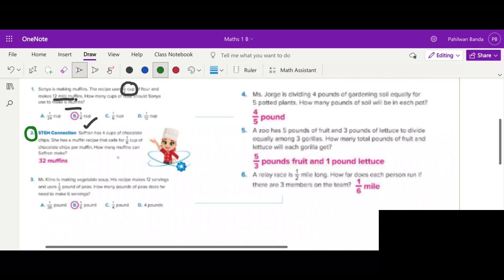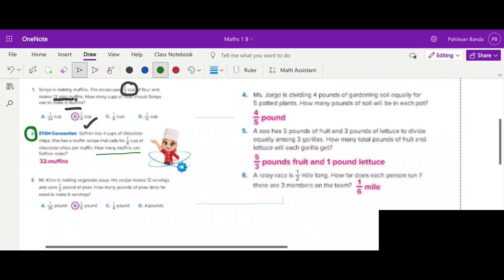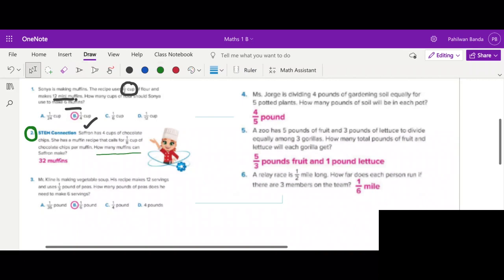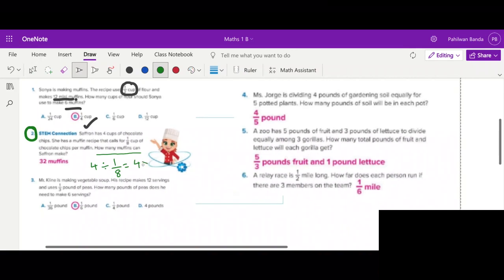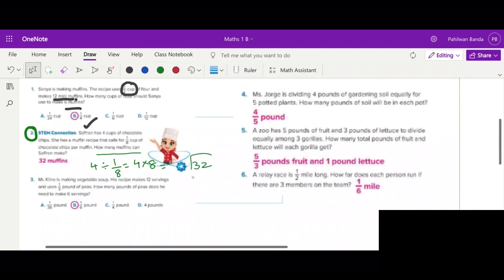In this question, always you focus on what is required. Here, what do you require? How many muffins can Saffron make? So, here you divide 4 cups by 1/8, that is, a whole number divided by the unit fraction. When you divide the whole number by a unit fraction, it is equal to the whole number multiplied by the denominator of the fraction, which gives 32. So 32 is your answer.